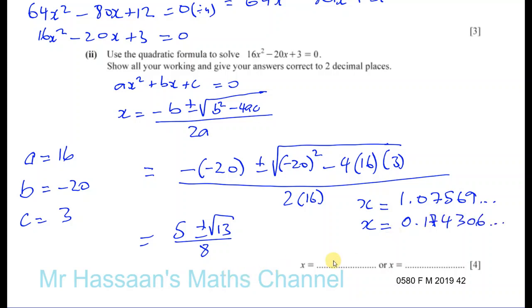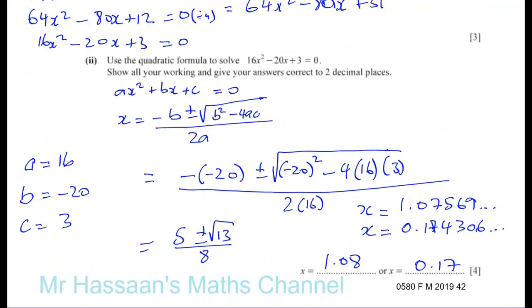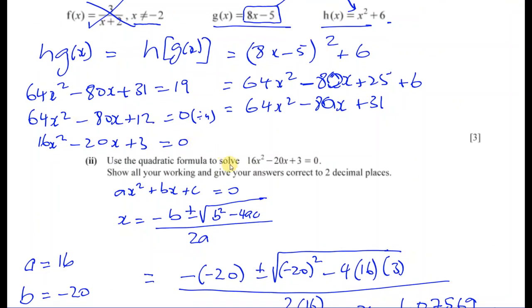Okay, so we've got to give the answers to 2 decimal places, so that's 1.08 for the first answer and 0.17 for the second answer. Both of them now to 2 decimal places. And there's the end, I think, of this question. Okay, and the next question on the next video. Thank you.